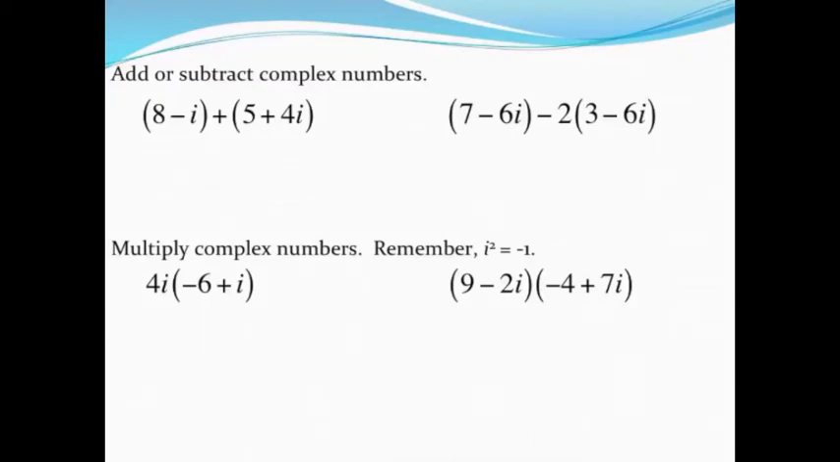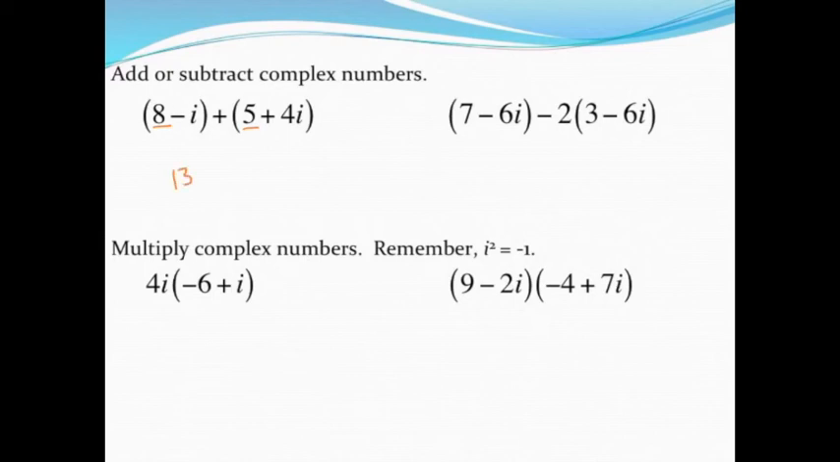When we add and subtract complex numbers, we pretty much treat these as problems where we're adding like terms. Our real numbers, our real parts of the complex number, are going to be like terms, and our imaginary numbers are going to be like terms. So for example, in the complex number 8 minus 1i, 8 is my real number. In the complex number 5 plus 4i, 5 is the real number. So adding those real numbers together, I get 13.